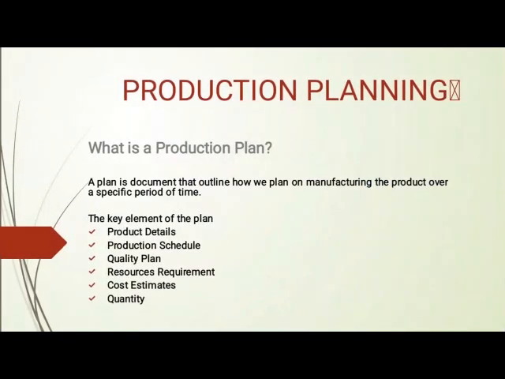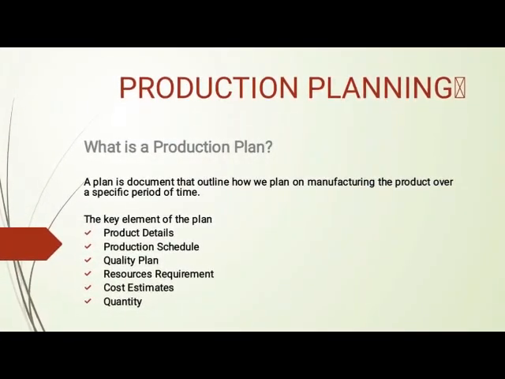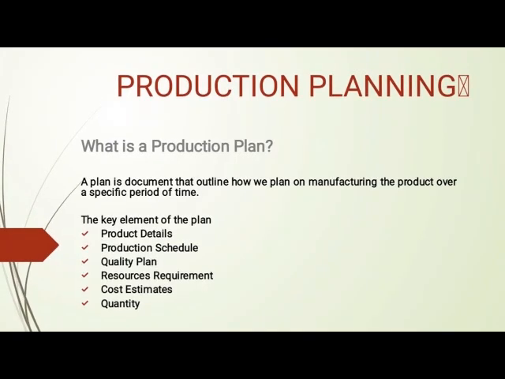I think the first thing we are going to be looking at is what a production plan is in modular building and how we actually plan. First of all, what's a plan? A plan is a document. It outlines how we want to produce or manufacture a modular building over a period of time. There are key elements or key things that a plan should contain.